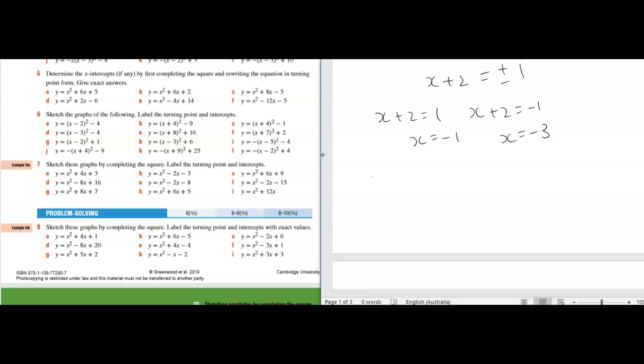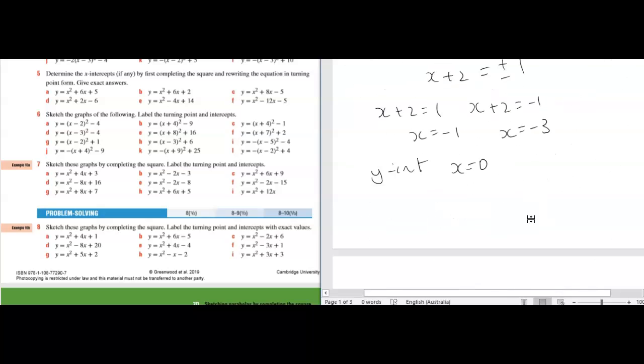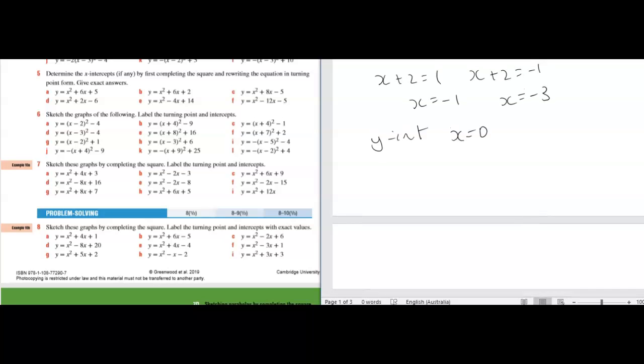Your y-intercept is when x equals 0. Actually, we don't have to substitute x equals 0, because if I go back up to the start, we've already got it in expanded form. When it's in expanded form, your constant is your y-intercept. So you could either substitute x equals 0, or notice that your y-intercept is at 3 because of that constant. Okay, so let's sketch it now.